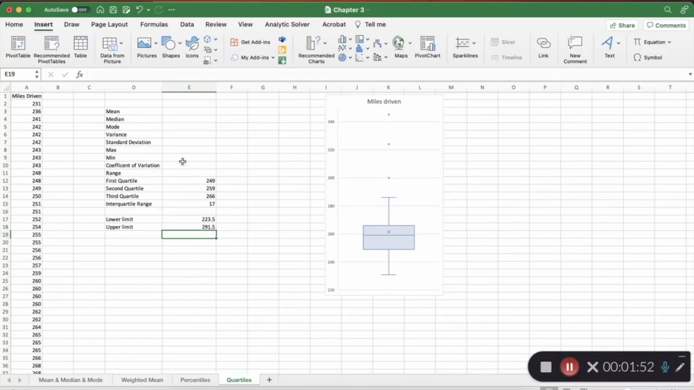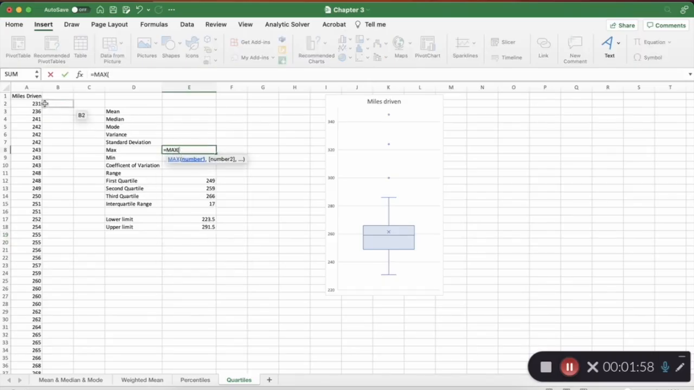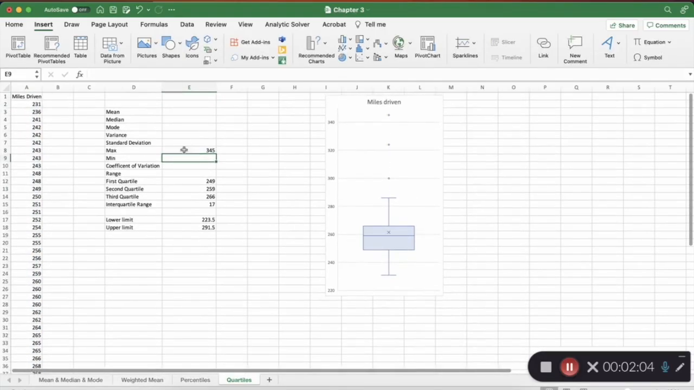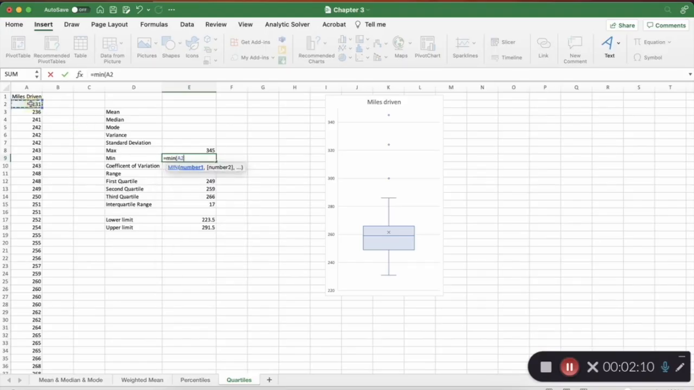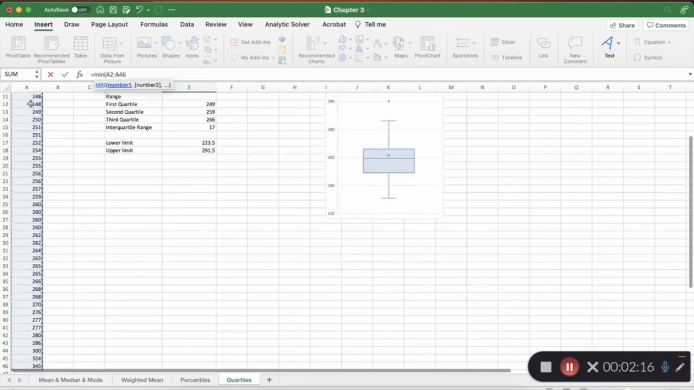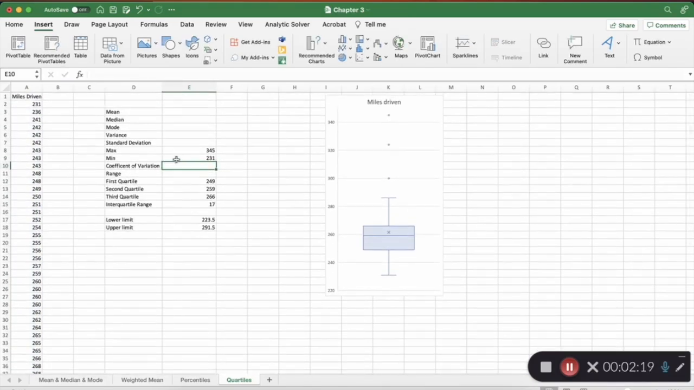So we can also check the maximum and the minimum values as well. So equals max. We select the data, Command Shift down arrow, enter. Minimum equals min function. Select the data, Command Shift or Control Shift down arrow, depends. So this is the minimum value, 231. This is the maximum value, which is 345.